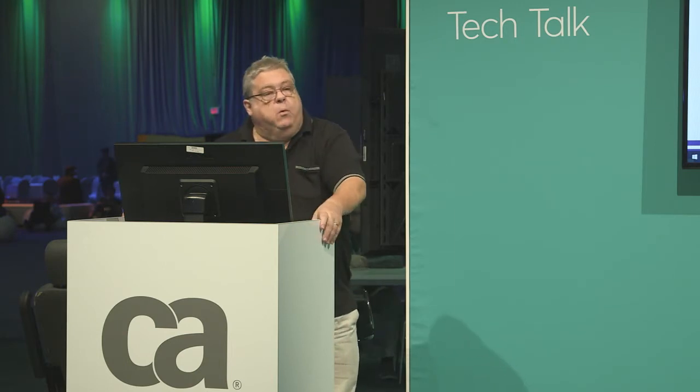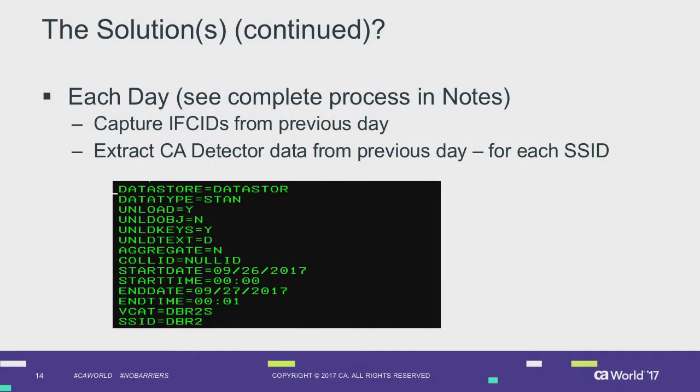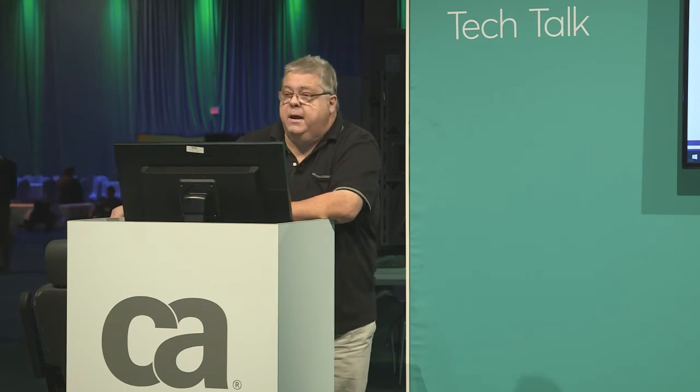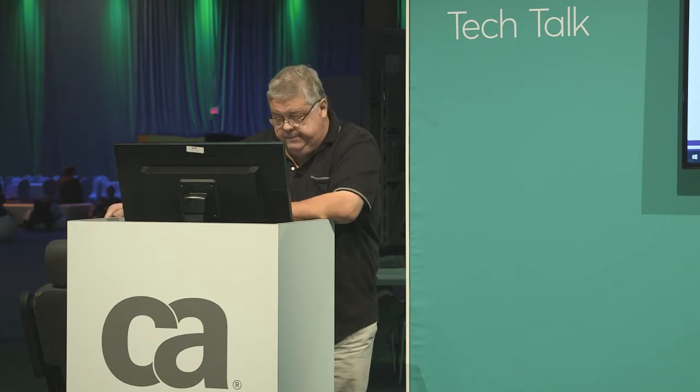Okay, so what we did each day is that we capture, in each subsystem, the previous night's Detector data. And it took us a while to find just the right parms to give us the minimum amount of data, but give us the right data. I've included these parms here in what we do every night, about 2 o'clock in the morning. And you'll notice that my end time is 1 minute after midnight. It seems that if you put an end time of midnight, it won't pick up that interval. That's just the way Detector works.